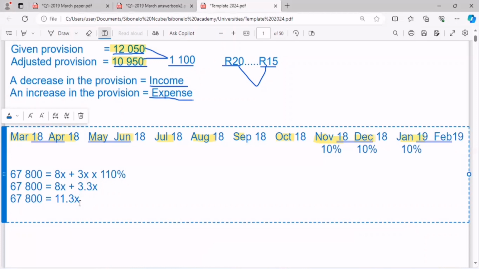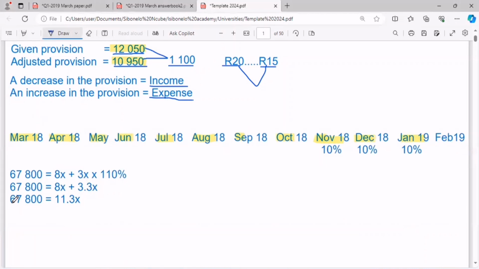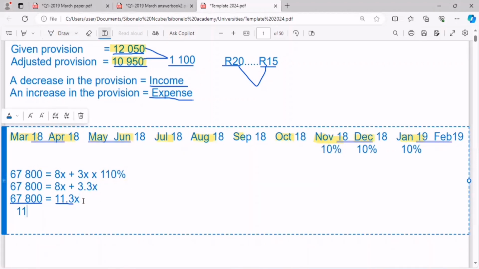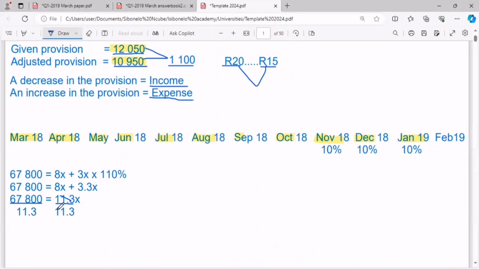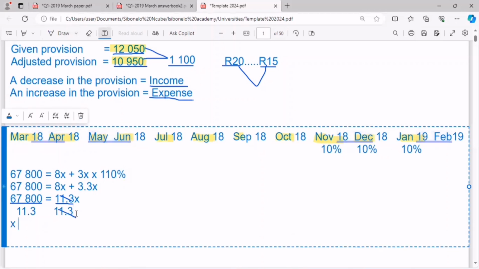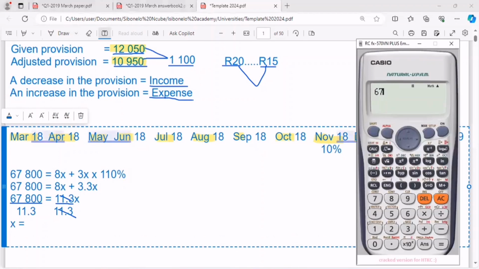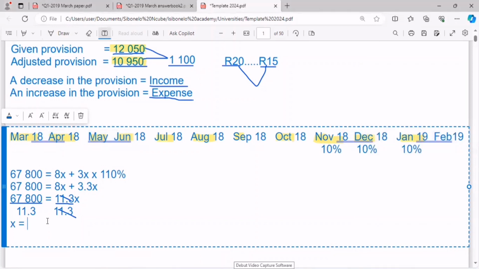So guys, we want the value of x. So what are we gonna do now? So we're gonna divide by 11,3 on both sides so that we get the value of x. So now 11.3 and 11.3 cancel out. So now we are left with x. So x is equal to, we use the calculator, 67,800 divided by 11.3. So I'm getting 6,000. Guys, 6,000 is the rent per month before increase.